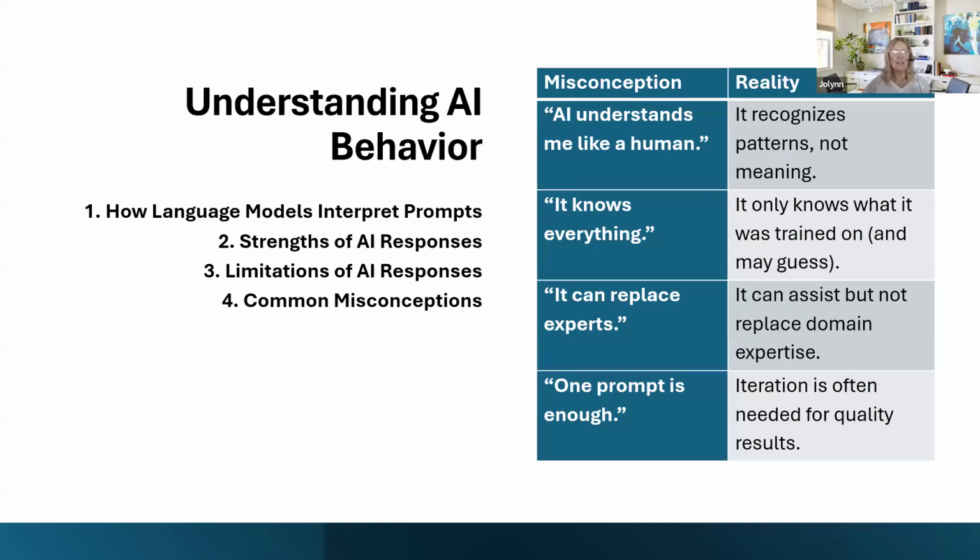So we want to also, on the backside of things, understand AI better. What are the actual behaviors of AI? How is it interpreting the prompts that we're giving it? So it's going to recognize patterns. It doesn't recognize meaning, and it works best the clearer the instructions are. It can assist, but it cannot replace experts. And iteration is often needed to make sure that the result we're getting out is quality. So sometimes it is going to take more than one try. And I still do that.